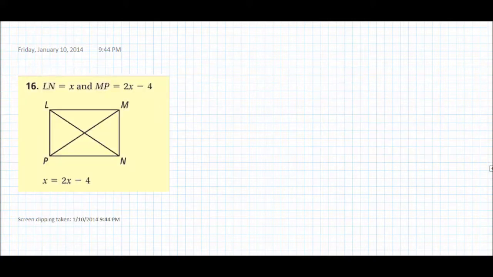Number 16. Now they've changed the lengths on us. Here's what we do. Now we're trying to find the lengths, and we know on rhombuses, what do we know about their diagonals? Their diagonals are equal. So MP is in green, LN is in yellow, so we can set those equal to each other. So we can say LN is equal to MP.